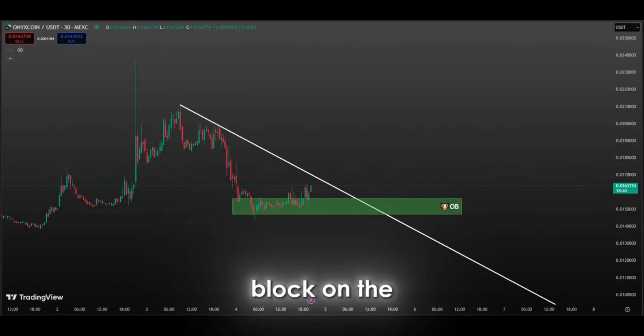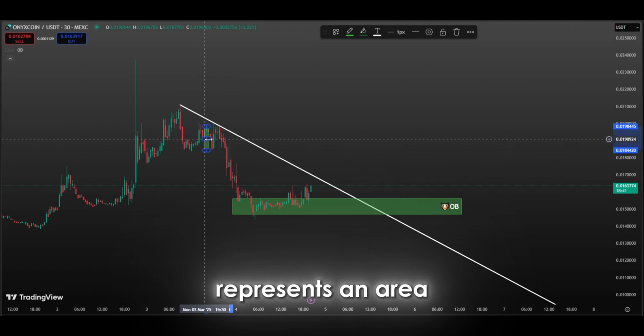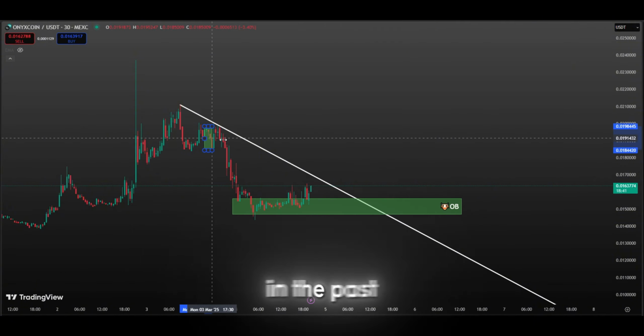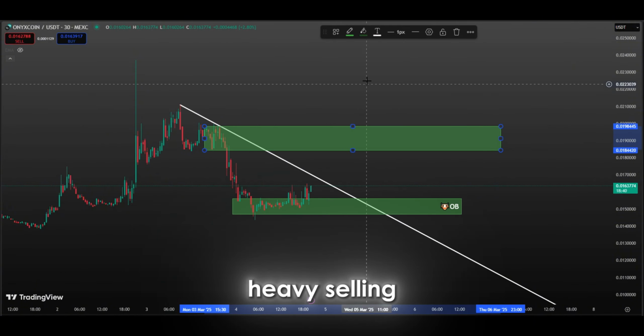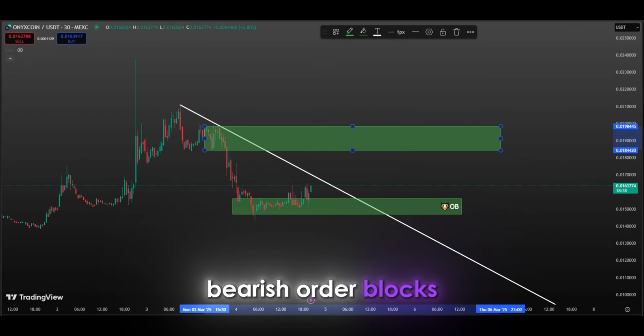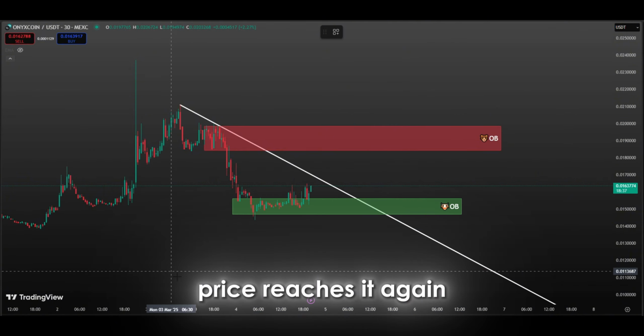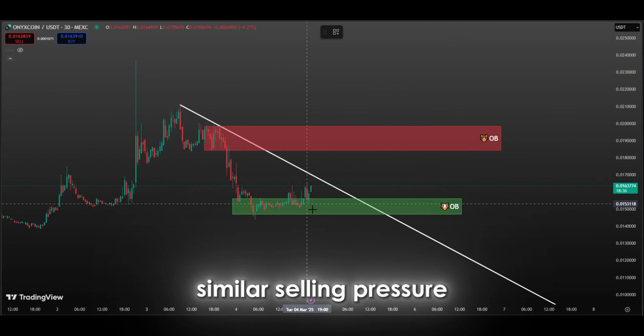The bear order block on the upper side stands out as a critical area where strong selling pressure is building in the market. It represents an area where the price has been bullish in the past, but has faced heavy selling, thus becoming a strong resistance level. Bearish order blocks are often known as areas where big players are selling, and when the price reaches it again, it may face similar selling pressure.